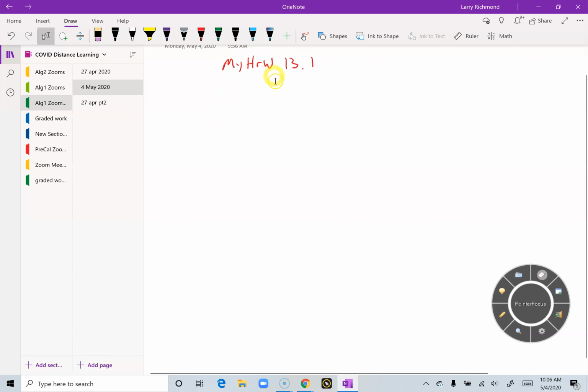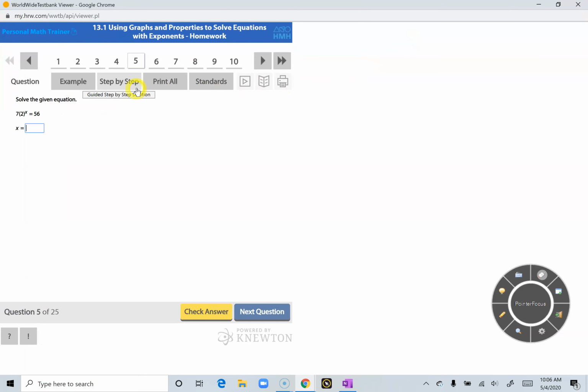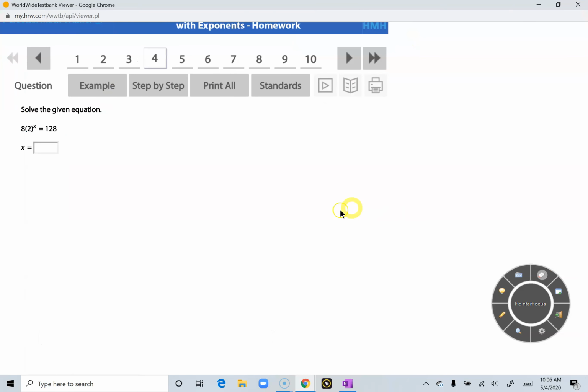In this video, we'll be looking at some problems from MyHrw 13.1. This section is dealing with using graphs and properties to solve equations with exponents. We're going to be seeing some equations with exponents in. I'm going to look at the problem that you're going to see the most of in this section.